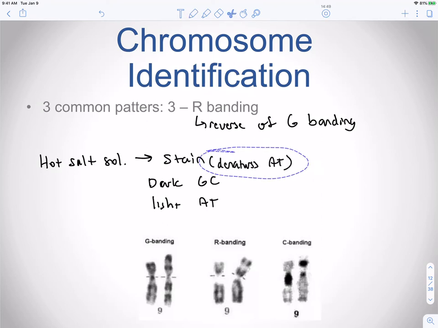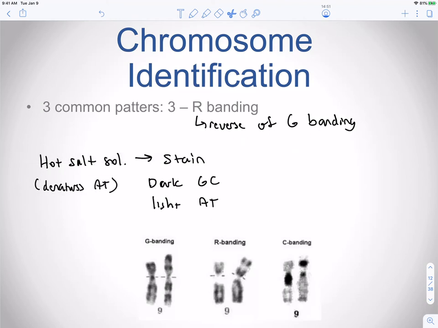This is in reference to the hot salt solution, of course. Why this is useful is you can see here that you're staining the ends of the chromosomes. That is going to be very helpful with this type of staining. So you can get these ends really nice and lit up.